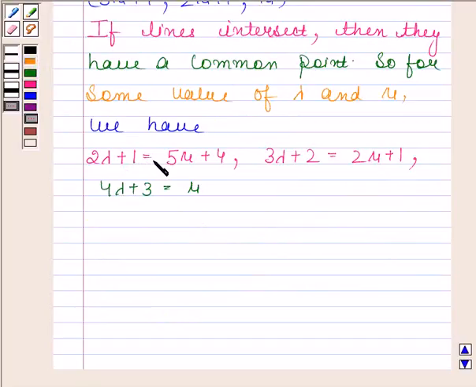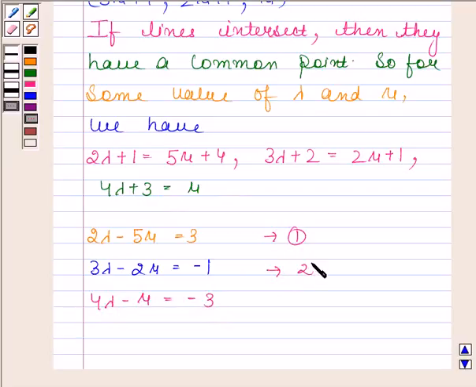Now 2 lambda plus 1 equals 5 mu plus 4 implies 2 lambda minus 5 mu is equal to 3. 3 lambda plus 2 equals 2 mu plus 1 implies 3 lambda minus 2 mu is equal to minus 1. And 4 lambda plus 3 equals mu implies 4 lambda minus mu is equal to minus 3. Let us name this as equation number 1, this as 2, and this as 3.